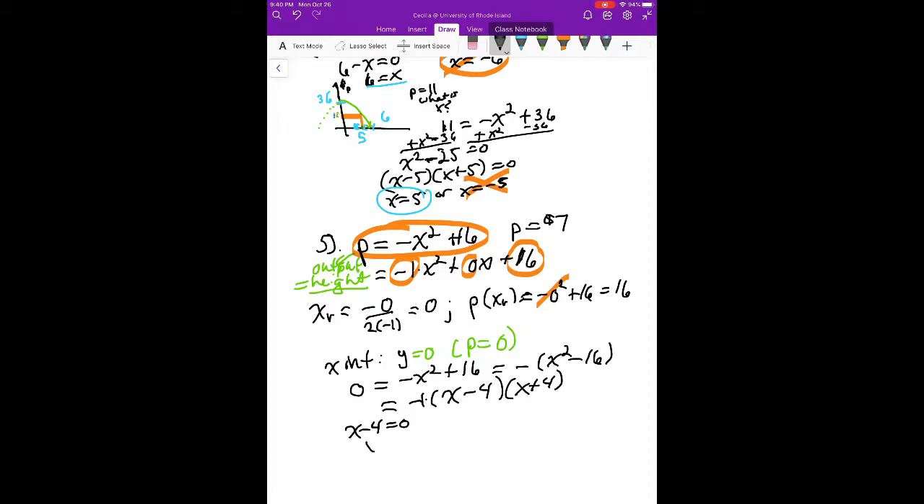So x minus 4 equals 0 tells us x equals 4 is one of the x-intercepts, and x plus 4 equals 0, the second factor, tells us that x has to equal negative 4, but that's not in our domain. So we're not going to consider that because the domain of any demand function or any supply function is x greater than or equal to 0. That doesn't always get written, but it's understood that for business functions involving supply and demand, we only care about quantities that are positive.